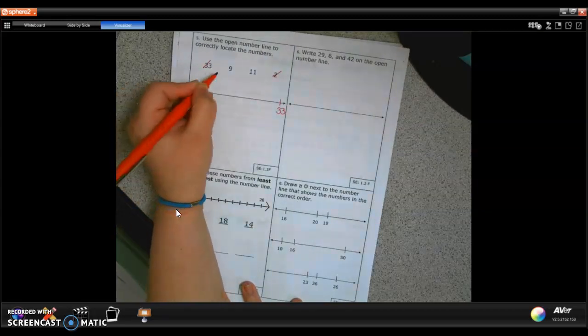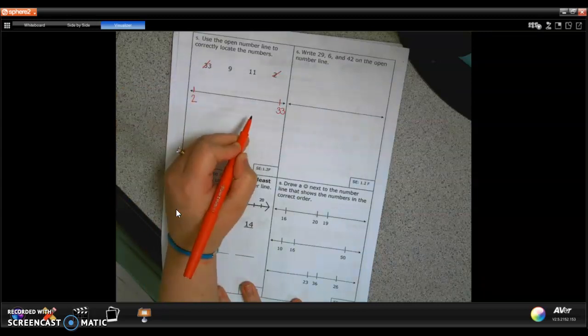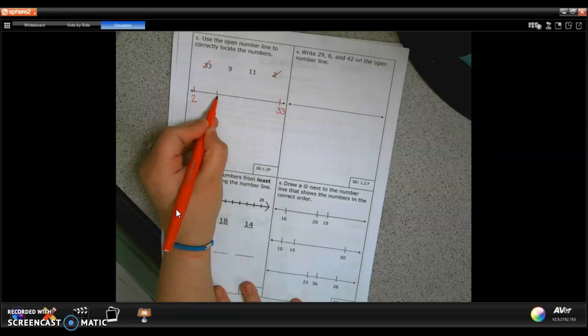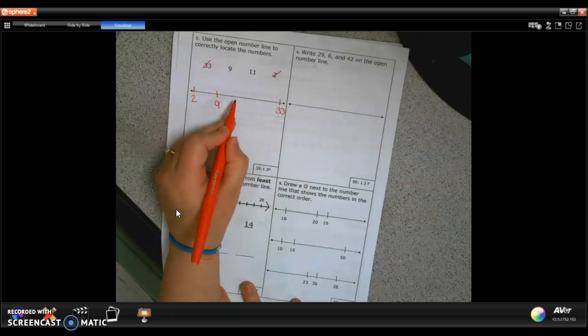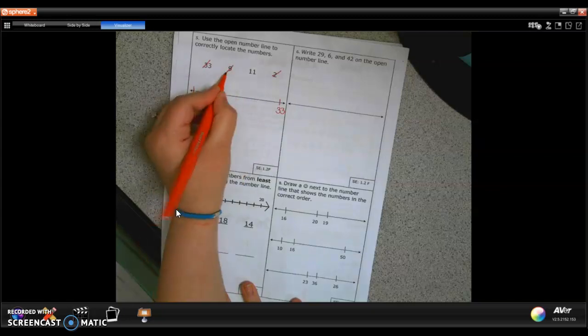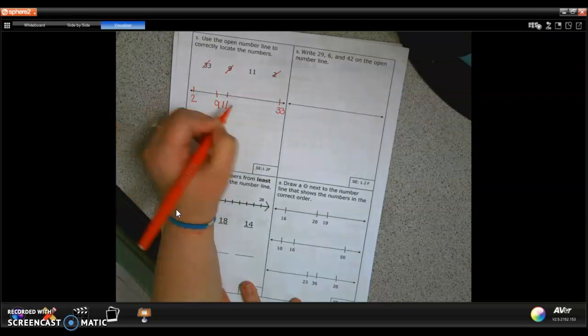Now I'm going to think, 9. Is 9 closer to 2 or closer to 33? So I think 9 should be about here, because it's closer to 2, but it's not halfway between 2 and 33. And 11 should be close to 9. So I'm going to put it there.